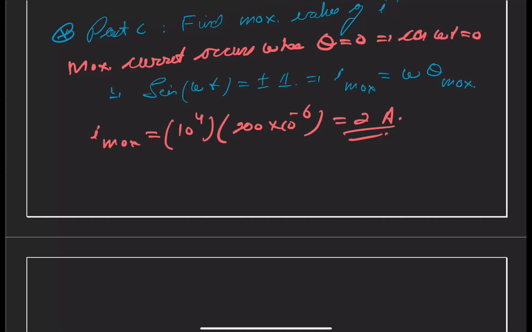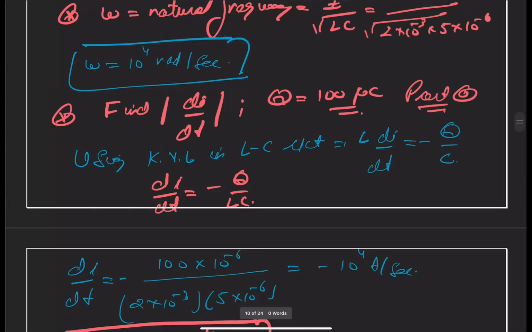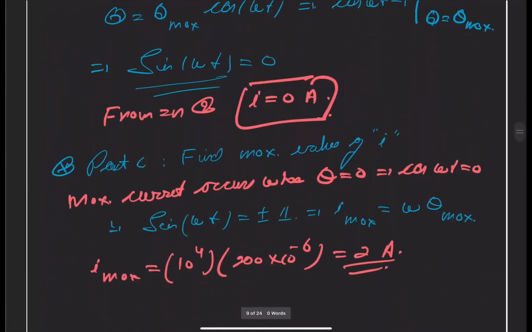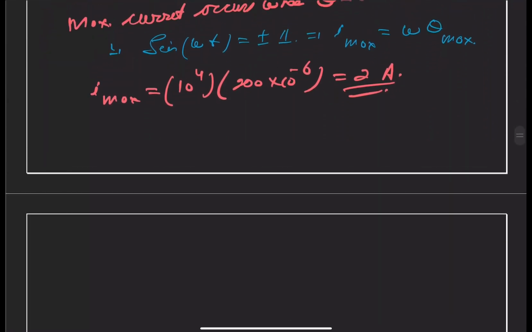Okay. Now we have to find out the charge in part D when I is equal to I max by 2. I think this was the fourth one. Yeah. We have to find out the charge, its magnitude, when I is equal to half of its maximum value. So we have now part D, and it says that find Q, its magnitude when current I is half of its maximum value.